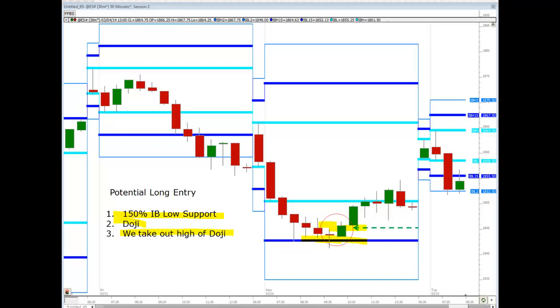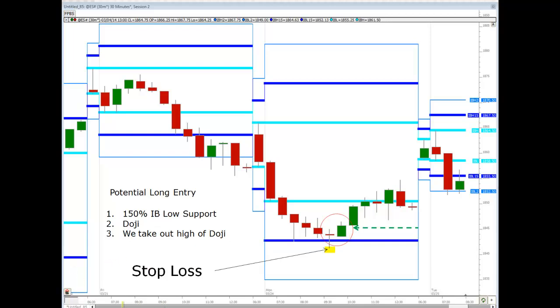And you will find that our risk management would be at a nice safe place right here at the low of the doji, since this was the lowest that prices had ever reached, and so that's a very safe stop loss. If we're going to break that low, we're probably going to drop even lower. However, if we don't break it, then we should expect to move higher.